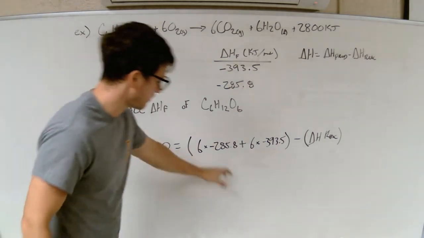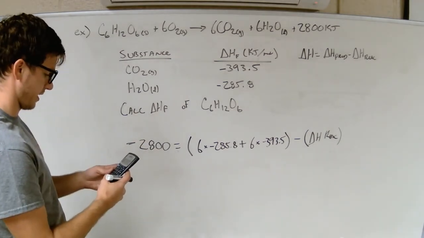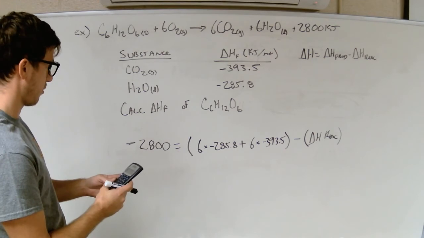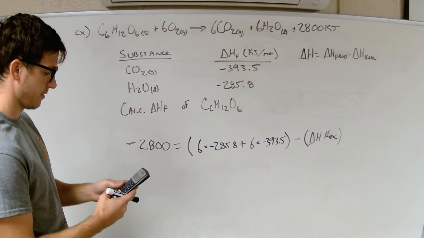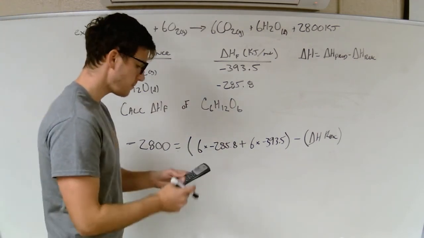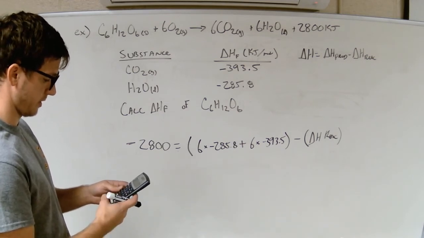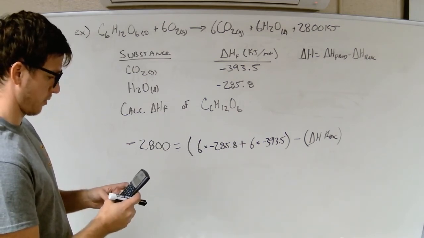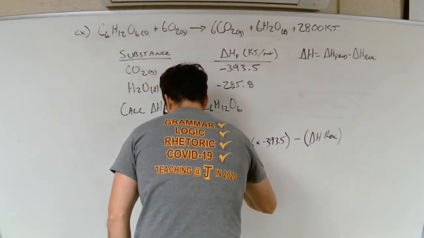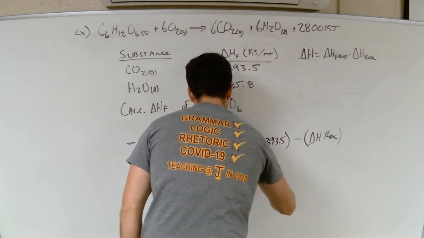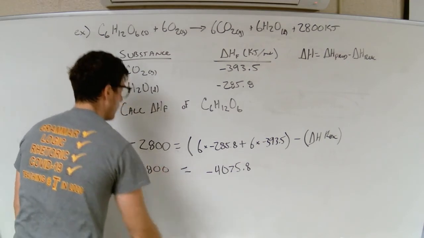I'm going to simplify that as much as possible. So I'm going to take 6 times negative 285.8 plus 6 times negative 393.5. I got the wrong answer at first because I forgot to put the negative on 393.5. There we go. Now I got negative 4075.8. So I've simplified this a little bit more.